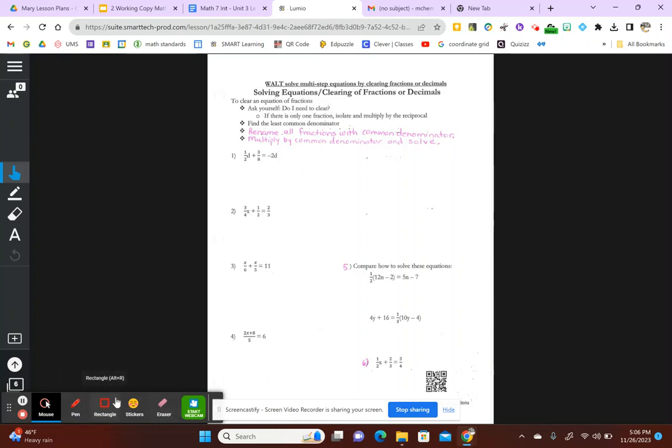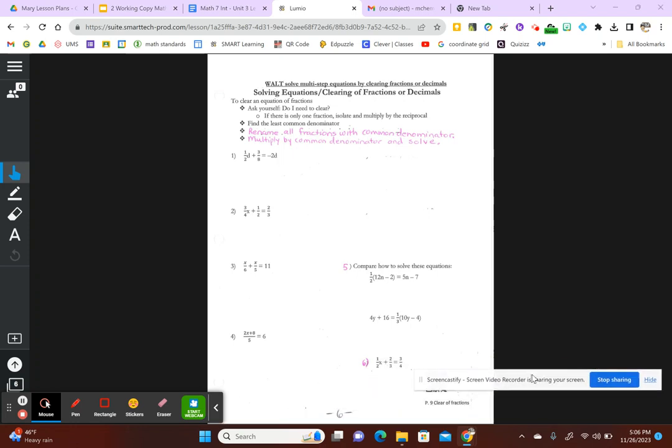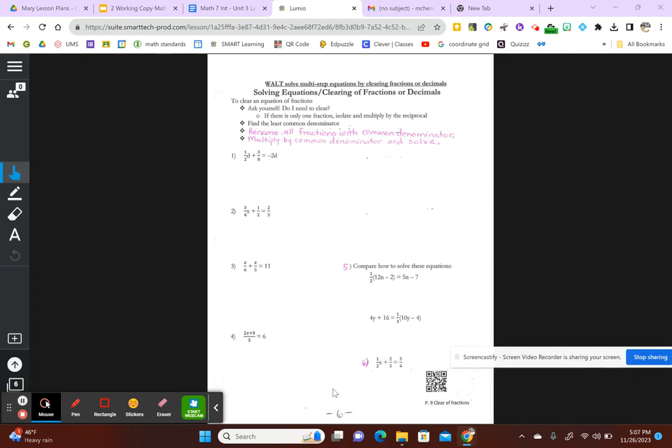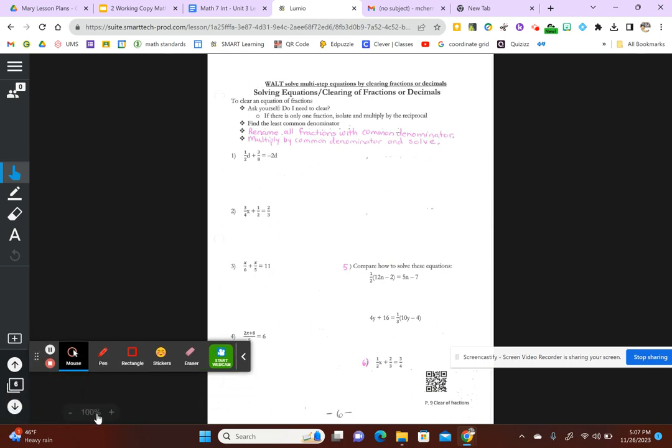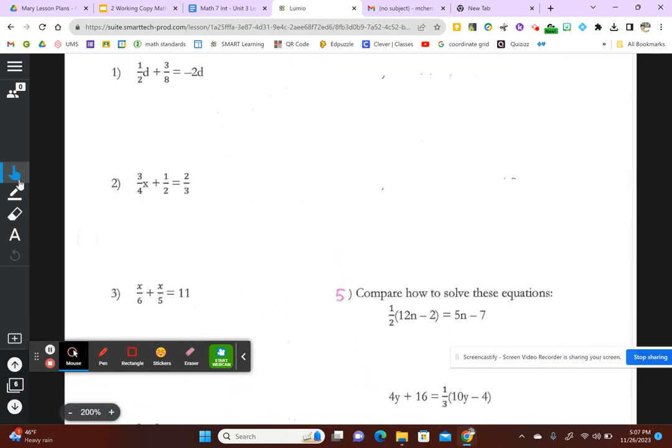Okay, so on page 6 of this little mini packet, we're going to learn how to solve equations by clearing them of fractions. Okay, so here.